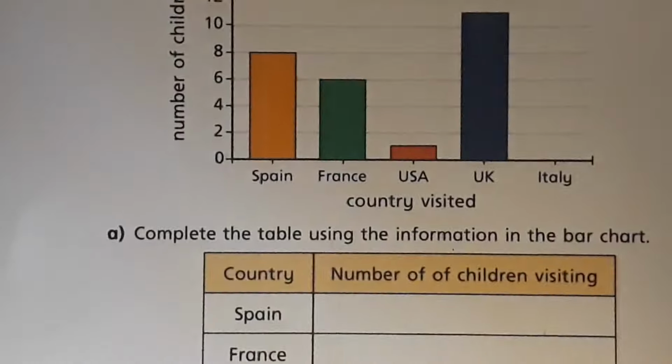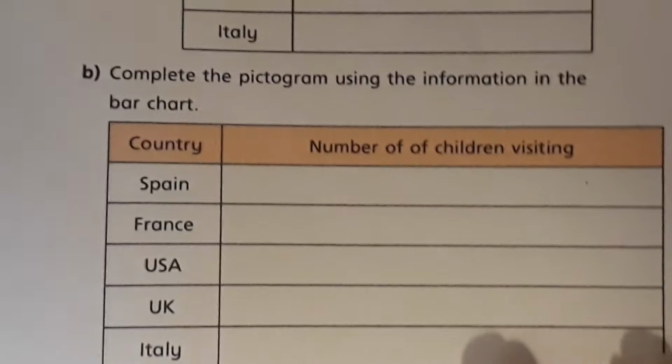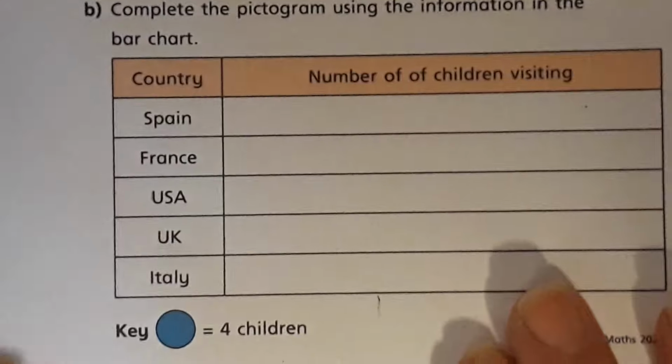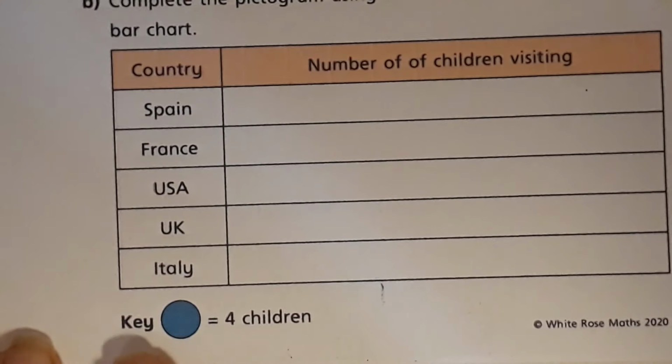Then it wants you to display the same information in a pictogram, but it wants you to use this key. Remember, I said you've got to make sure you look at all the information. So the key for this is a blue circle. It's the same as four children. All right, so work through. Have fun.